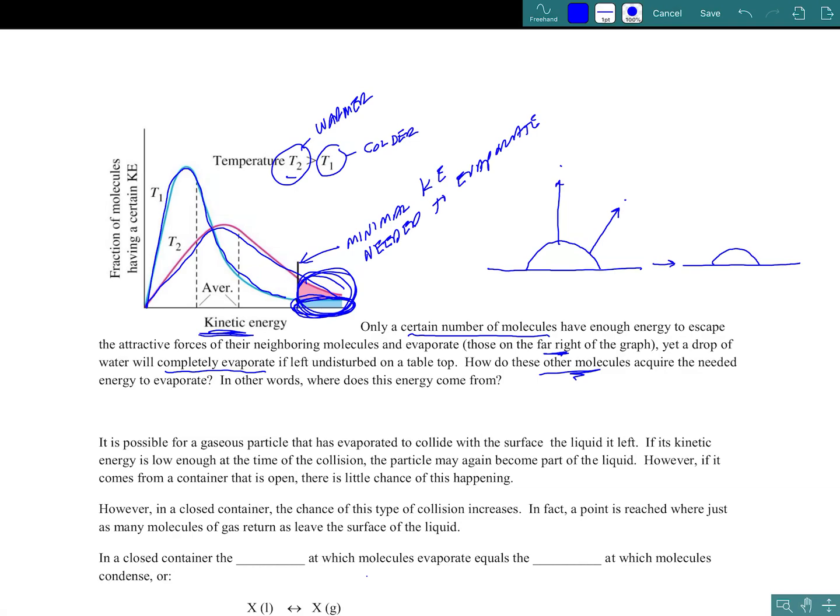So how do the molecules, A, end up on the surface, and B, get the required energy to be able to escape the attractive forces of their neighbor? Well, the energy comes from the surroundings. Energy from the surroundings is added to this liquid, and as the molecules evaporate, other molecules gain energy from the surroundings and now have enough energy to leave the surface if they're on the surface of the liquid. Because remember, the kinetic energy will always remain constant.